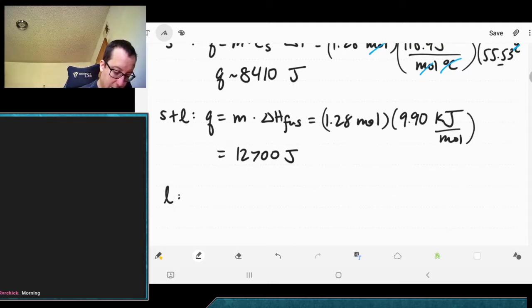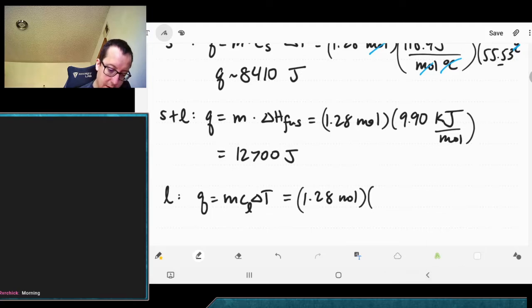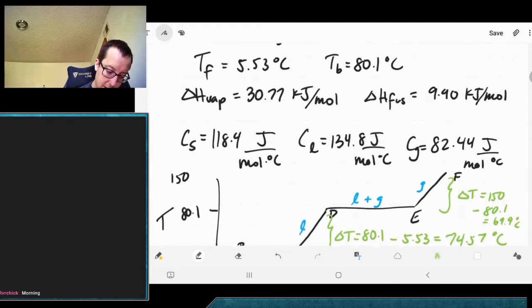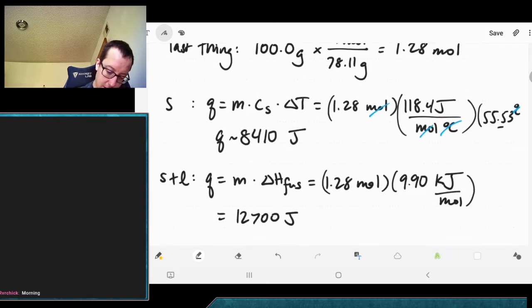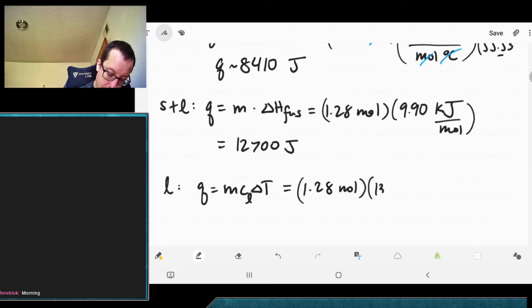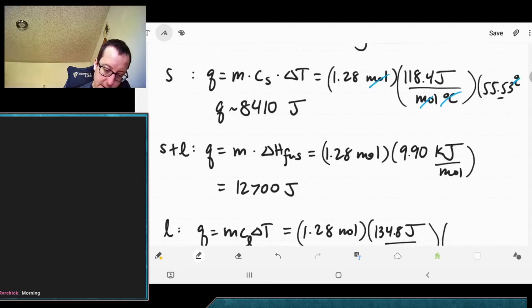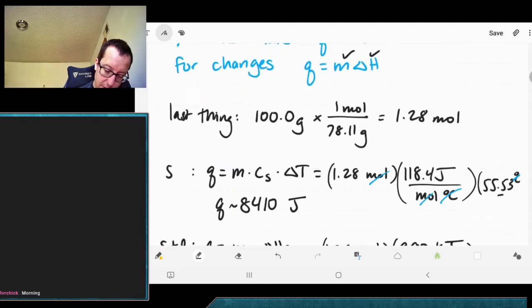Next one we're going to have is just liquid. So back to MCAT. Remember, you use MCAT whenever you have one state of matter at a time. So that'll be 1.28 moles. Our C for liquid is 134.8. And then our delta T was 74.57 degrees Celsius.